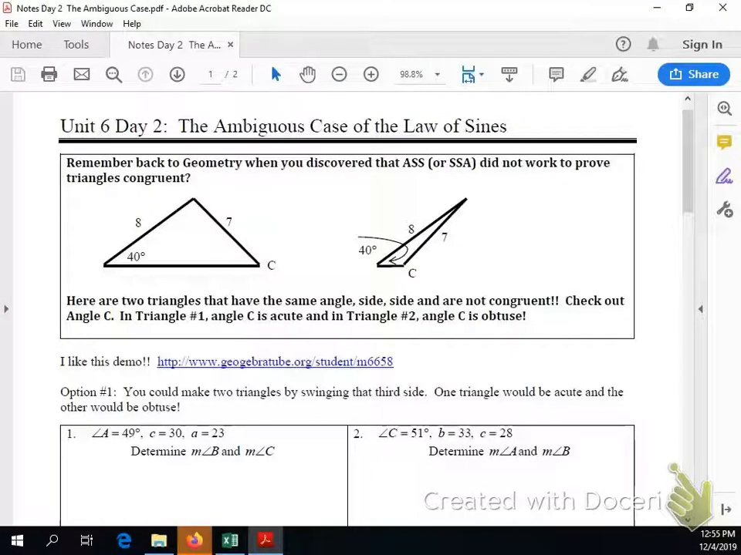Okay, so today we are going to talk about law of sines again, but we have to take a look at something that we didn't discuss last time. And what we didn't discuss last time is what happens if we use the law of sines to help find an angle measure.